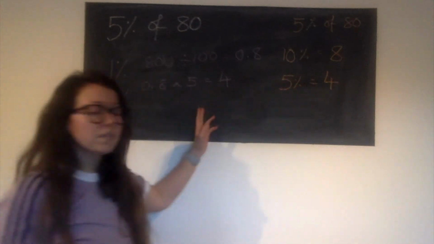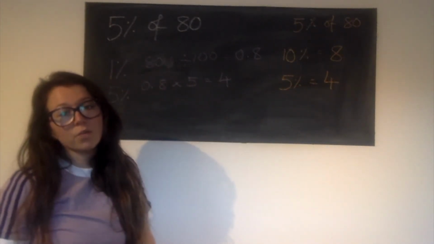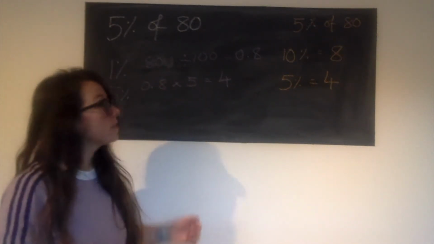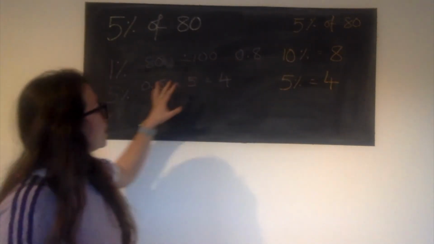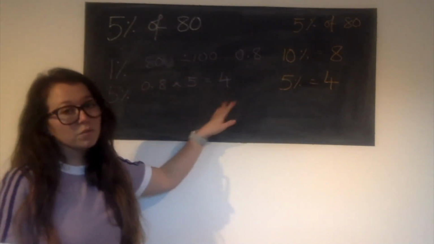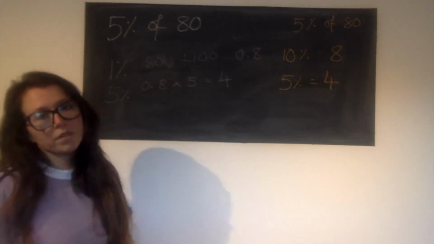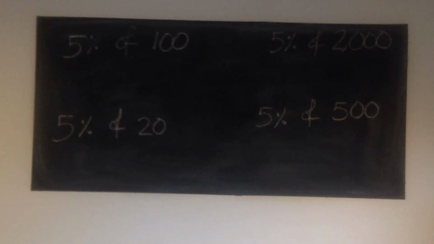So we get the same answer for both, but you just need to decide which method you find easiest. Now I find it easiest to find 10% and then halve it, because this way you don't have to think about those decimals. If you're confident with that, that's absolutely fine. Using either of those methods, have a go at these calculations, finding 5% of these amounts.